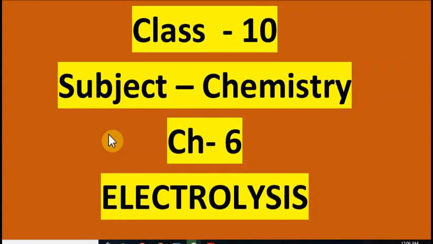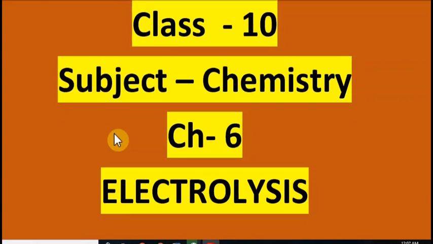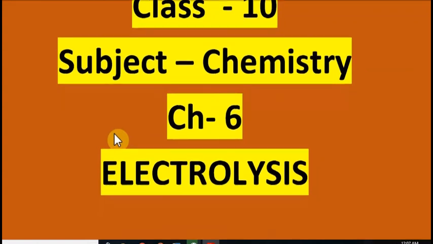Electrolysis of molten lead bromide, acidified water with platinum electrode, aqueous copper sulfate with active and inert electrode. The above electrolytic processes can be studied in terms of electrolyte used, electrodes used, ionization reaction, anode reaction, cathode reaction, and use of selective discharge theory as necessary. Application of electrolysis is also studied in this chapter. So class 10 students, let us go deep into this class 10 chemistry chapter 6, electrolysis.